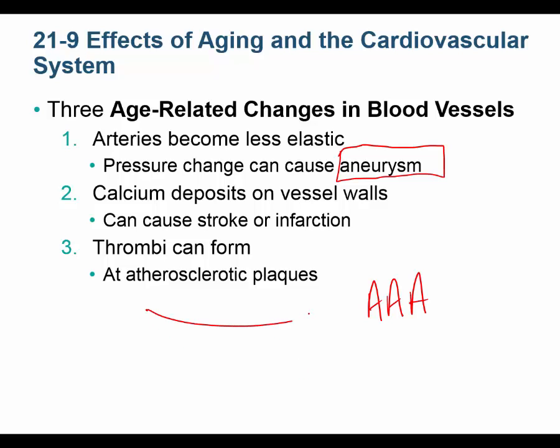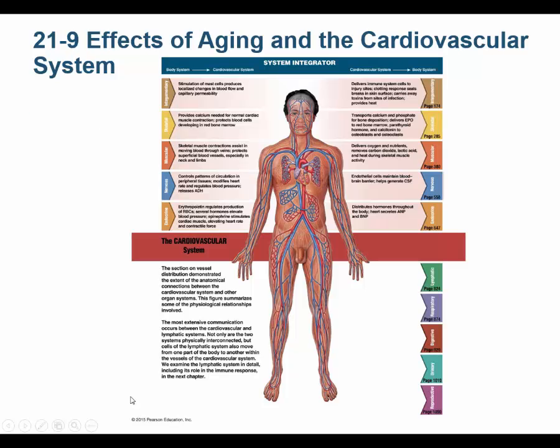All right, we already talked about the thrombi and the atheromas and the atherosclerotic plaques. So these are all things that happen as you get older. And that's it for the blood vessels.